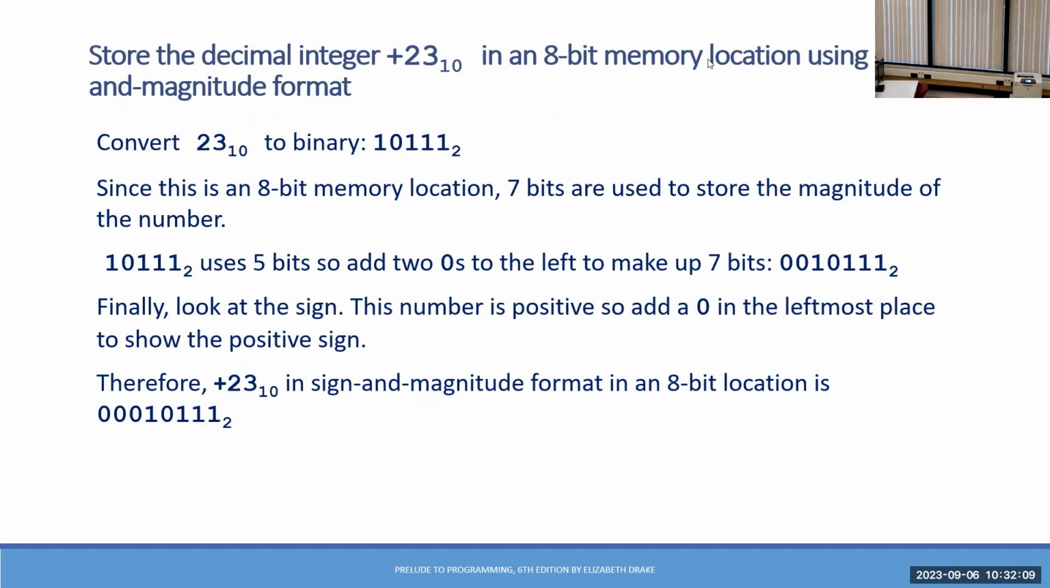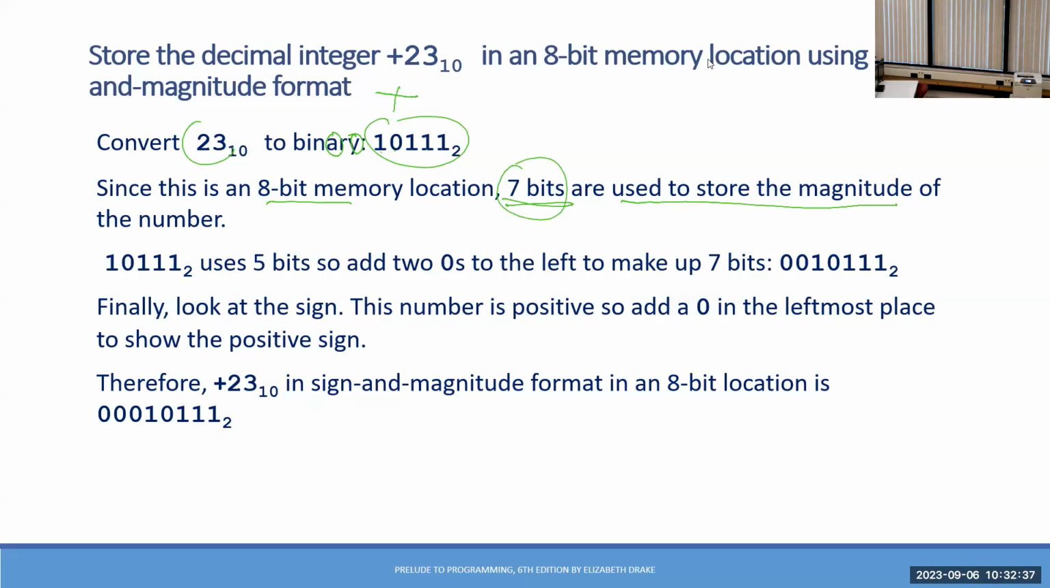If you work with a positive number here, it's very simple. You just convert it into binary. Now, this is 8-bit memory, right? So you need 7 bits used to store the magnitude. So you see, you have 1, 2, 3, 4, 5 already. You need 2 more 0 bits here to make it the 7-bit magnitude.